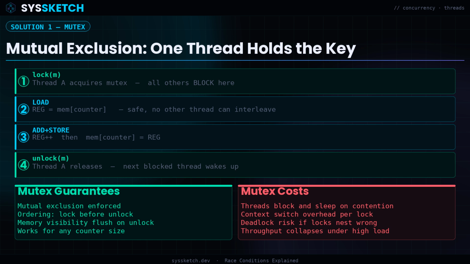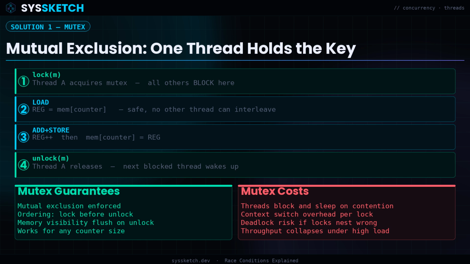A mutex gives you 3 things: mutual exclusion, only one thread in the critical section at a time; memory visibility, the unlock operation flushes all writes so the next thread sees them; and ordering, everything before unlock is visible to everything after lock. The cost is that threads block, the OS performs a context switch, and under high contention throughput can collapse. You also introduce deadlock risk if you ever nest 2 locks in the wrong order.